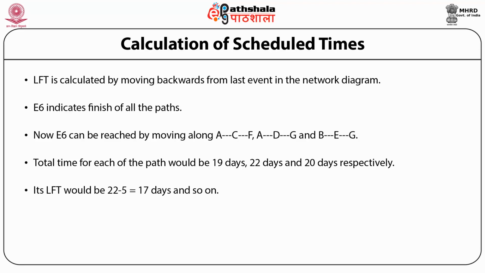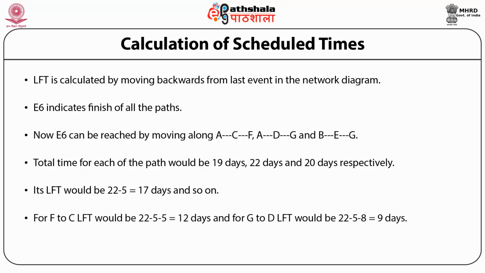Interestingly, finish of E2 can be achieved by moving backwards from F to C or from G to D. For F to C, LFT would be 22 minus 5 equal to 12 days, and for G to D, LFT would be 22 minus 5 minus 8 equal to 9 days. As an activity should be finished as early as possible, by moving backwards, the minimum LFT should be considered. So finish of E2, or LFT of activity A, would be 9 days. All other times will be calculated and shown in the table.